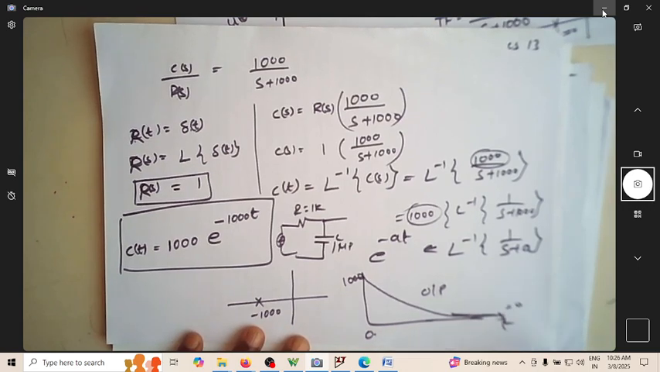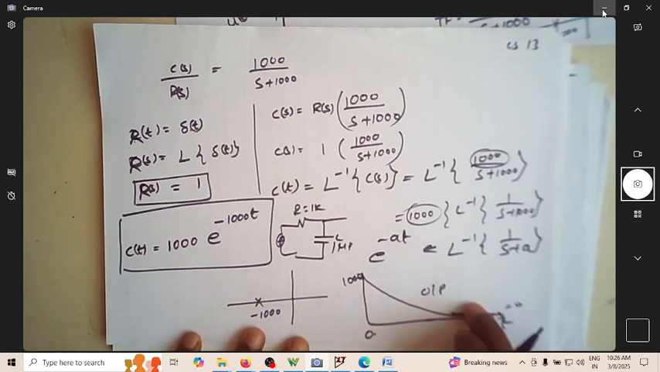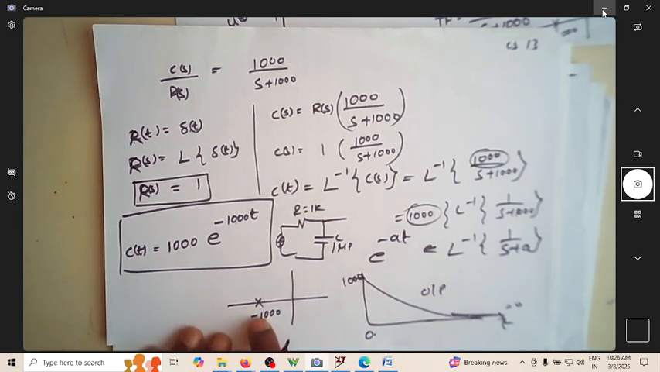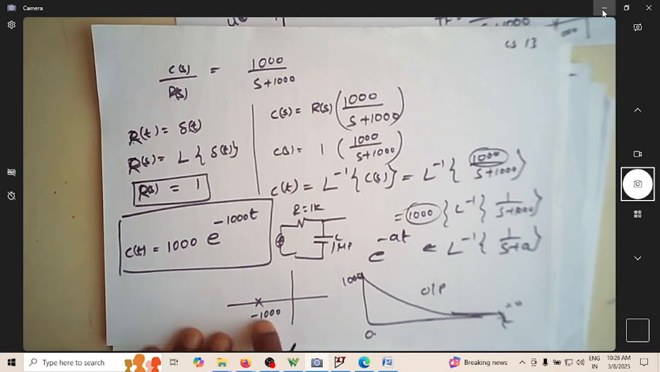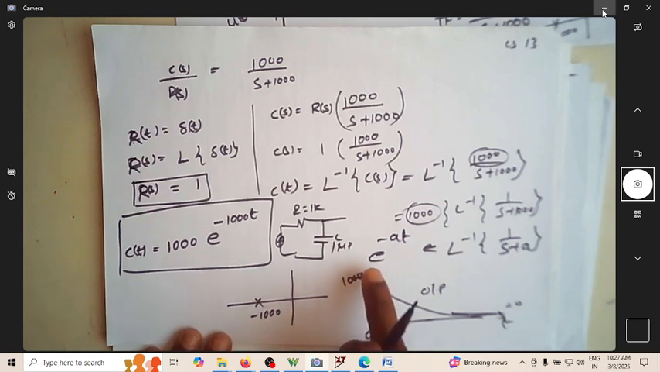Magnitude is reaching 0, which is a finite value. So a system having a pole on the left hand side will result in a system response which is a bounded output.